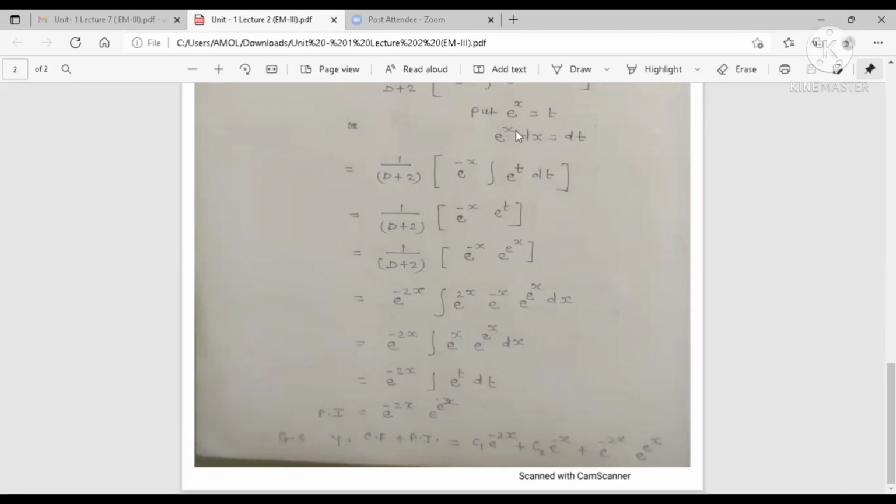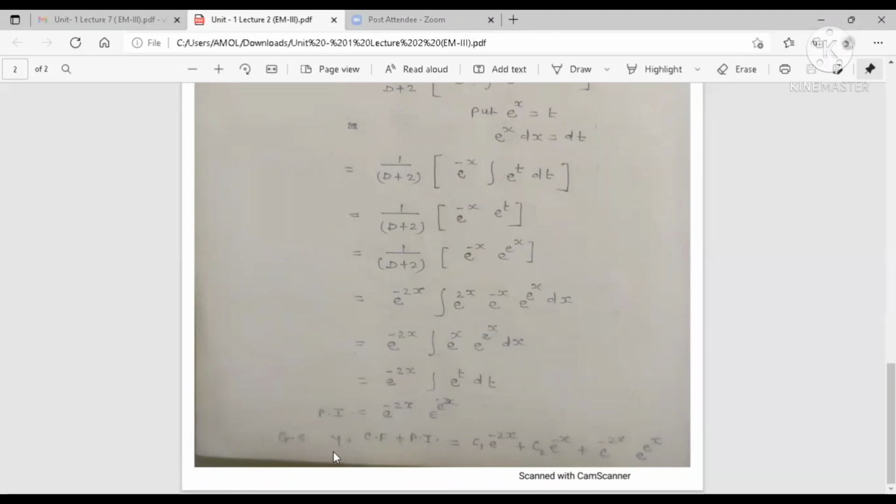Now how to solve this integration? Put again e raised to x is equal to t and e raised to x dx is equal to dt. So the next step is e to the power minus 2x into integration e raised to x dx is dt, and this e raised to x is t, so integration e raised to t dt. Now the integration of e raised to t is e raised to t, and the value of t is e raised to x, so put here t is equal to e raised to x. So PI is e to the power minus 2x into e to the power x.